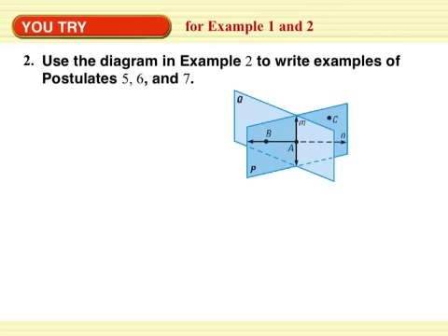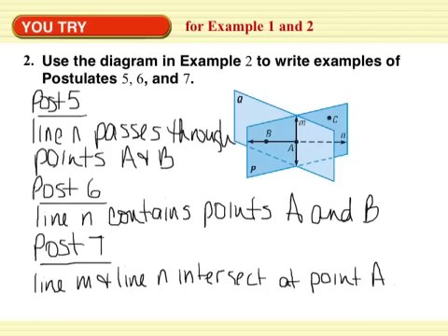You try. Use the diagram in example 2 to write examples of postulates 5, 6, and 7. Push pause. There you go. Postulate 5. Line N passes through points A and B. Postulate 6. Line N contains both points A and B. Postulate 7. Line M and line N intersect at point A.